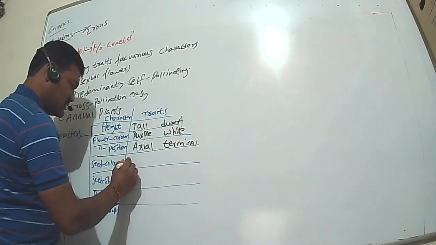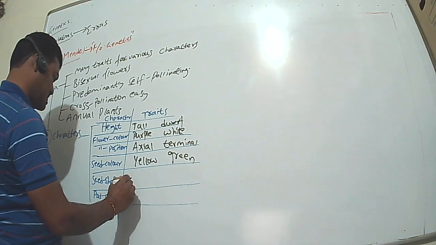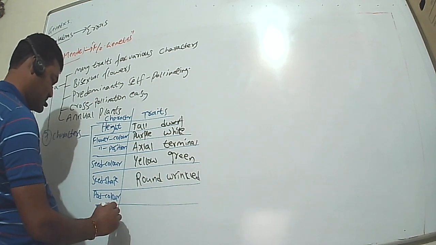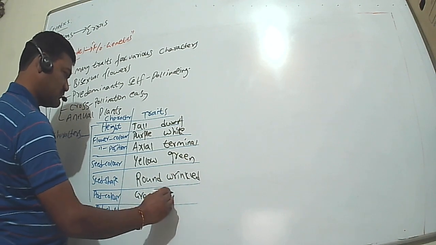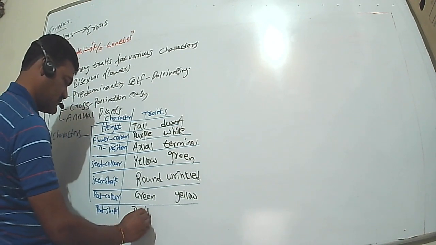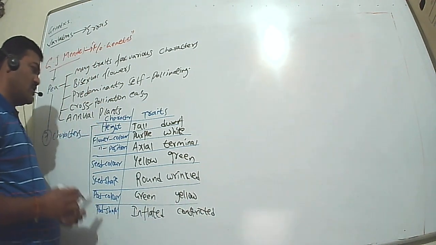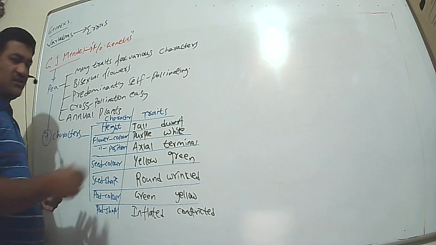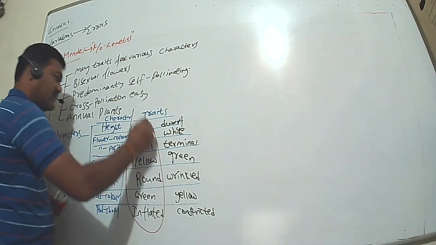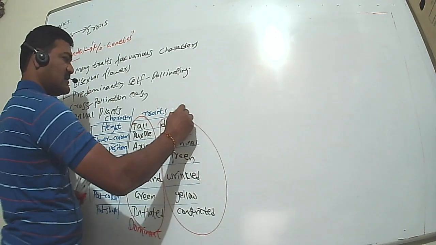Next, seed color can either be yellow or green. Seed shape can either be round or wrinkled. And pod color has two traits, which is green and yellow. And pod shape can be inflated, that is fat pods, and constricted pods. Okay, these are the two traits for each character. Now in these traits, there are certain traits which are called as the dominant traits. All these are the dominant traits, and all these are called as the recessive traits.